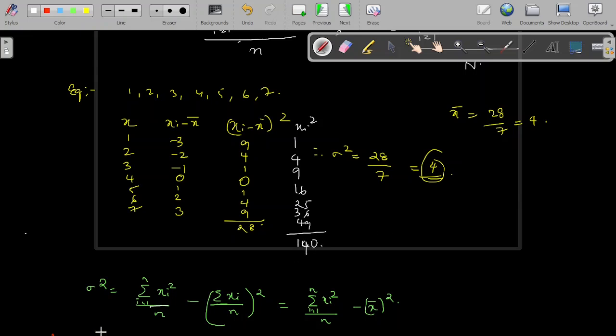Then you have to substitute in this formula. Sigma square equal to 140 divided by n, which is 7, minus x bar whole square. It is 4 square. So this gives you 20 minus 16, that is equal to 4. So in this case also you will get sigma square equal to 4. So this is also a comparatively easier method, because in the other method you have to make a column for negative values, then take the square. Instead of that, take xi square, then the mean is already found, you have to take the square of the mean. You have to subtract that square of mean from this value to get the variance.